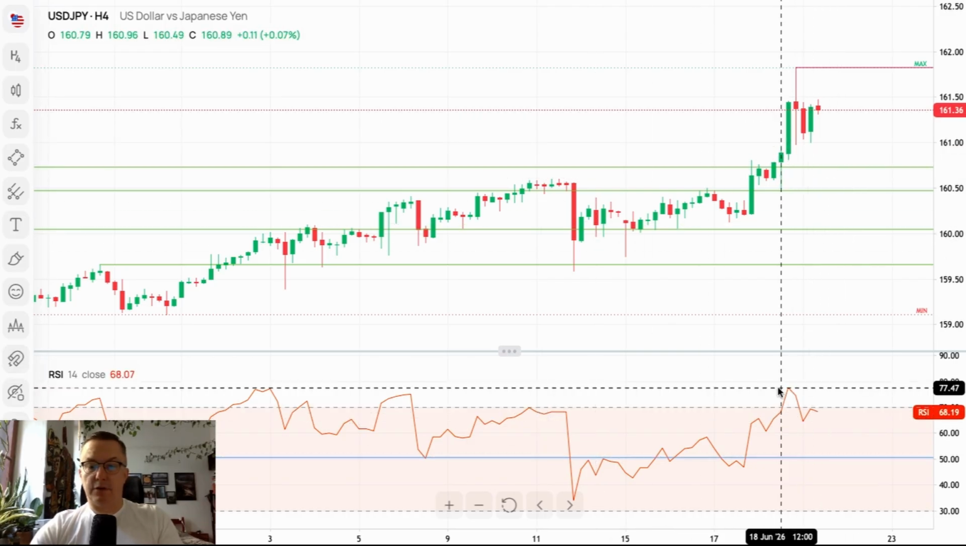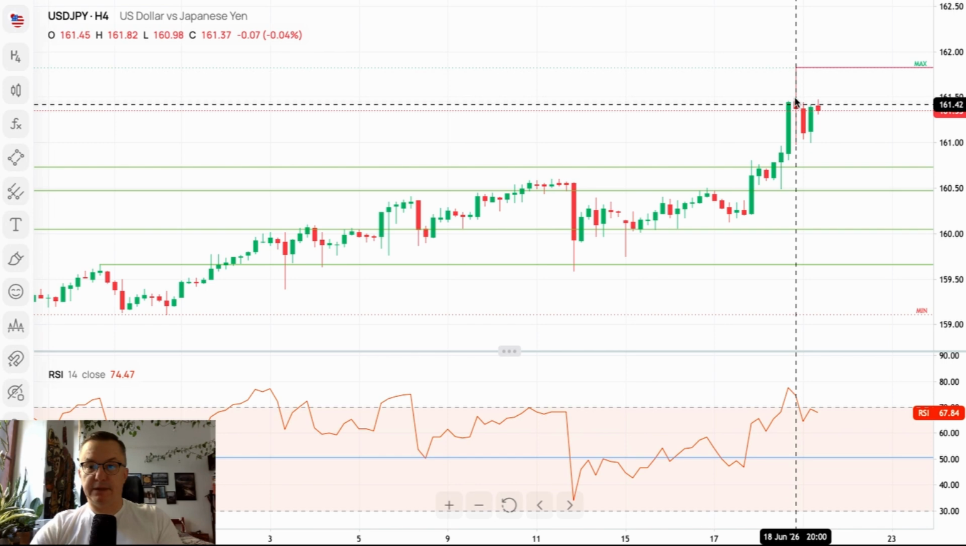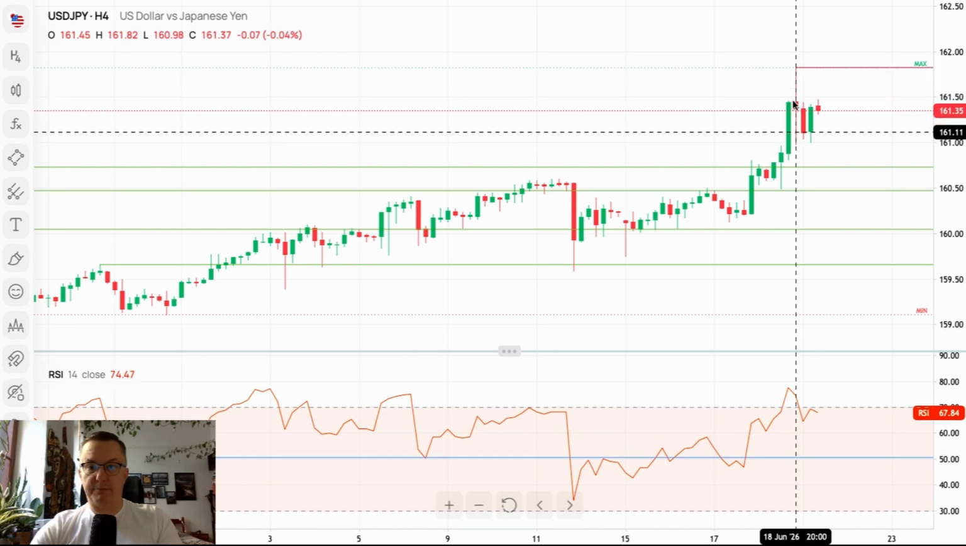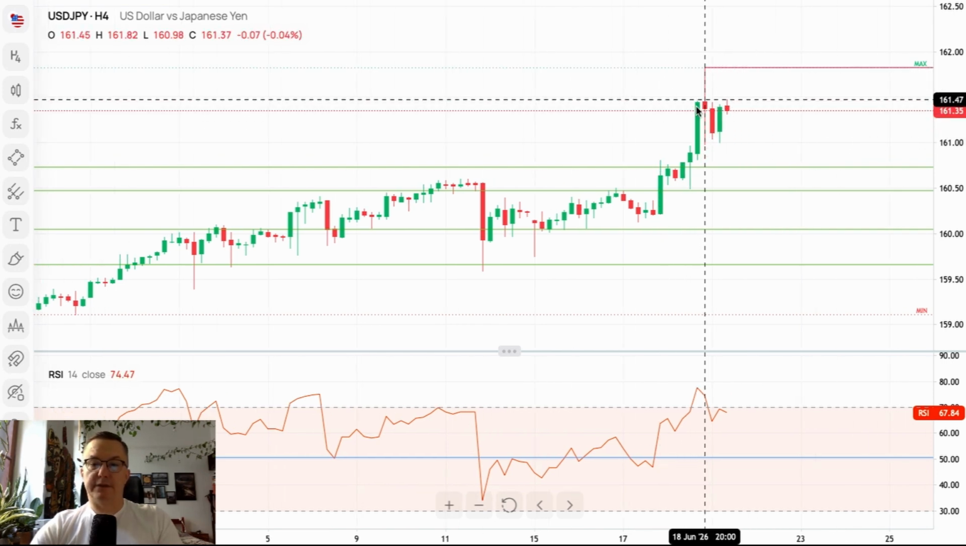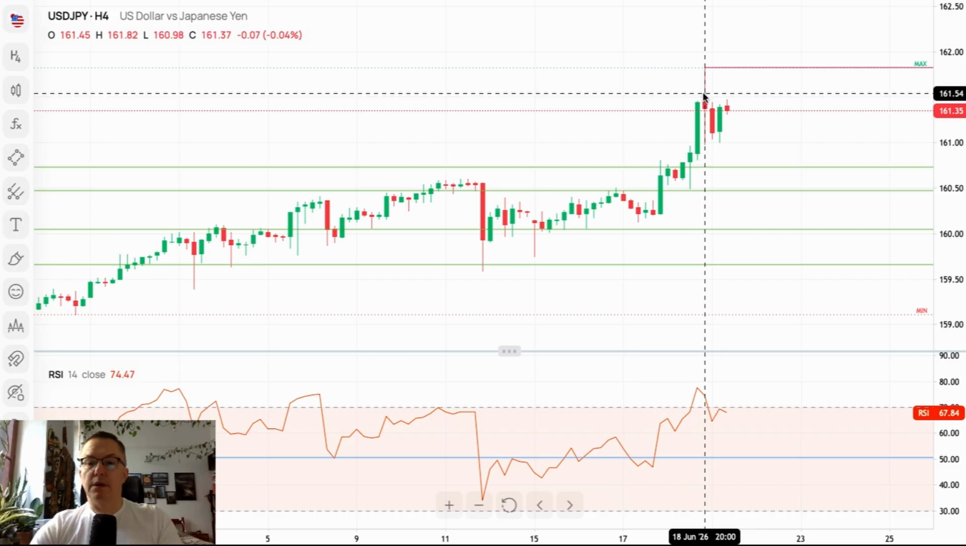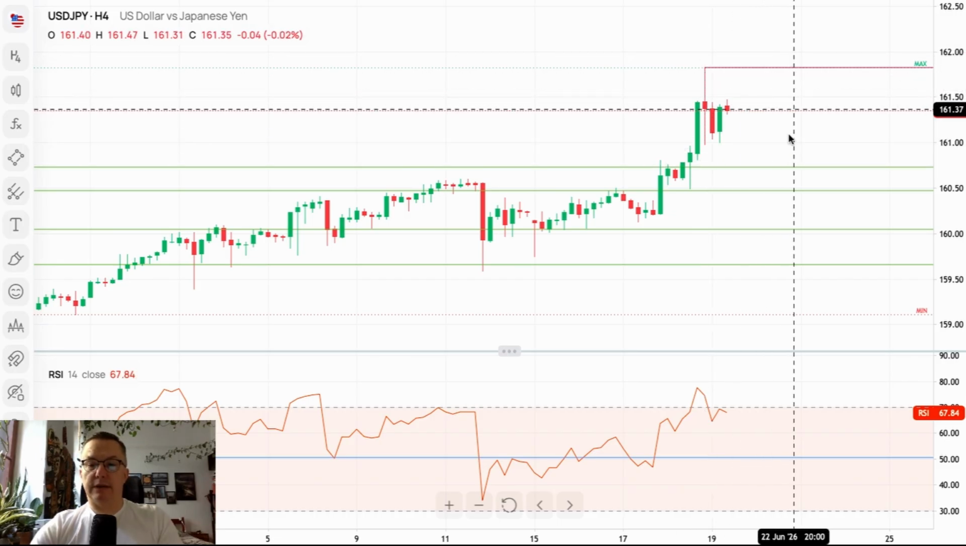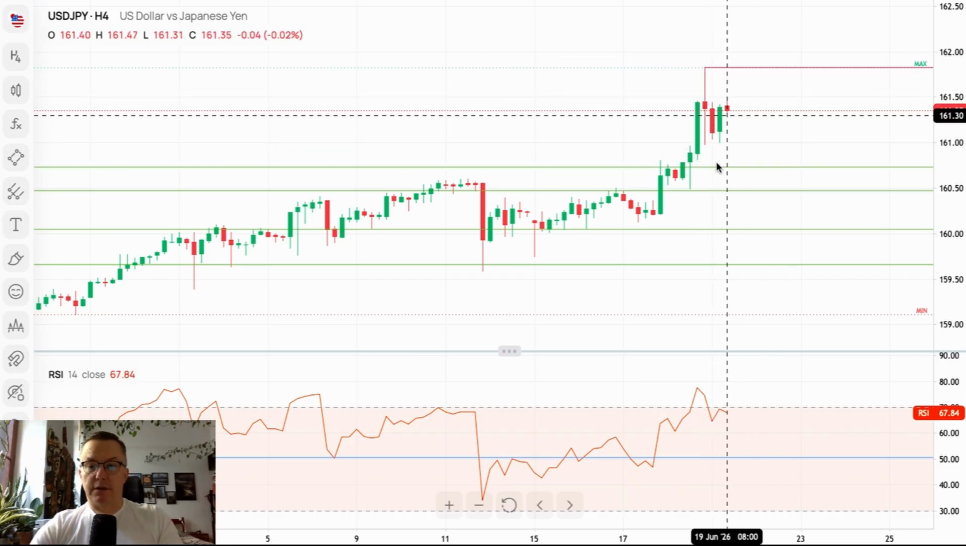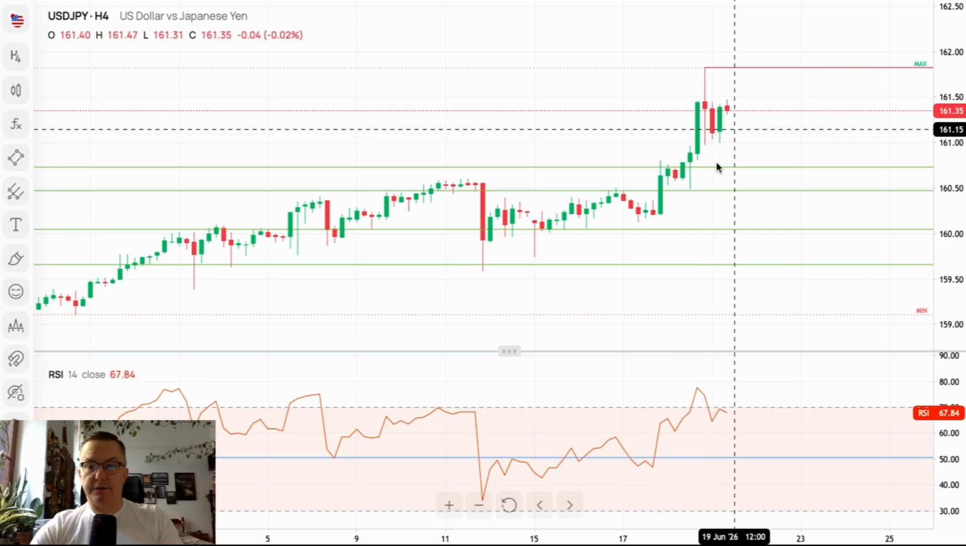We got extremely overbought conditions, a spinning top or some kind of pin bar candlestick formation on the top. It might be interesting to see how the market will react from this. And right now we got, as you can see, inside bars. All of them are inside bars.